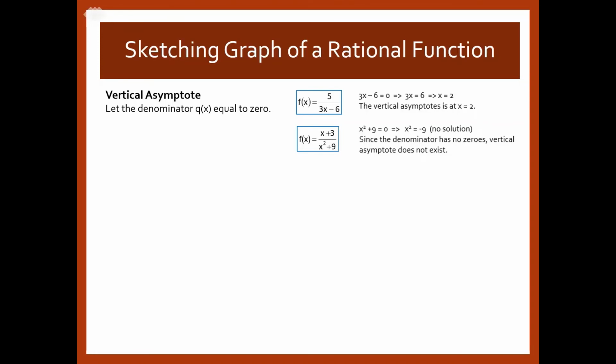By letting x squared plus 9 equal to 0 and simplify, you will notice that x is undefined. As the denominator has no zeros, the vertical asymptote for the given function does not exist.